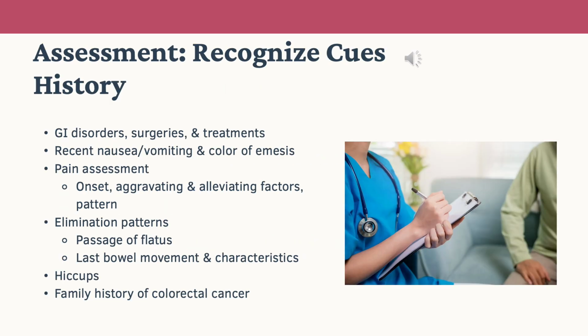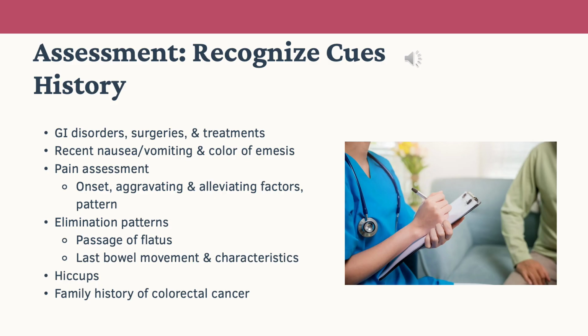All right, so now let's get into our nursing assessment. An accurate and thorough assessment is very important whenever a bowel obstruction is suspected. So as usual, we're going to start by gathering the patient's history. First, we're going to ask about any past GI disorders, any previous surgeries, and treatments. These can provide clues about any potential adhesions, strictures, or any other underlying cause.